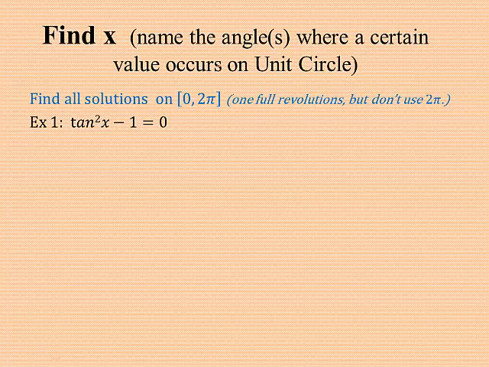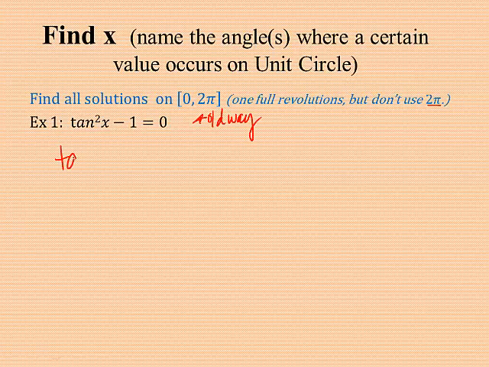Remember, we're finding x, the angle where a certain value occurs on the unit circle. We're finding all the solutions between 0 and 2 pi. So one revolution, but we're not going to give 2 pi as one of our answers, since it's also called 0. So here's example 1. And actually, this one, you could factor it out, but you can just work it the old way, the same way we were doing it yesterday.